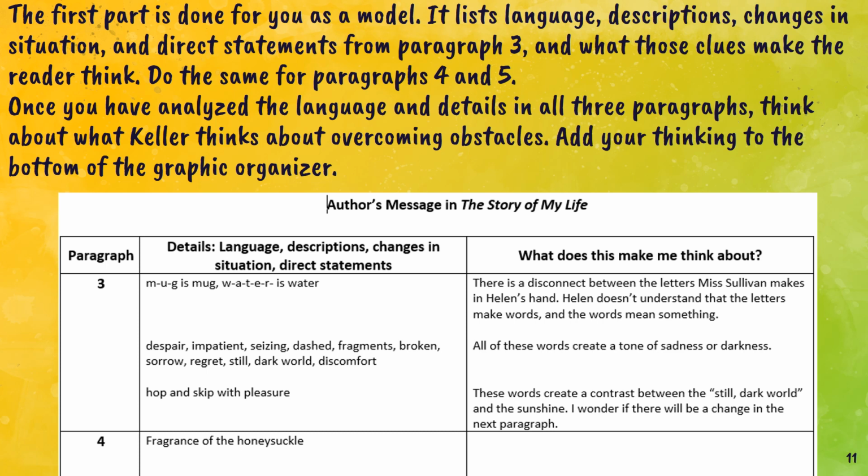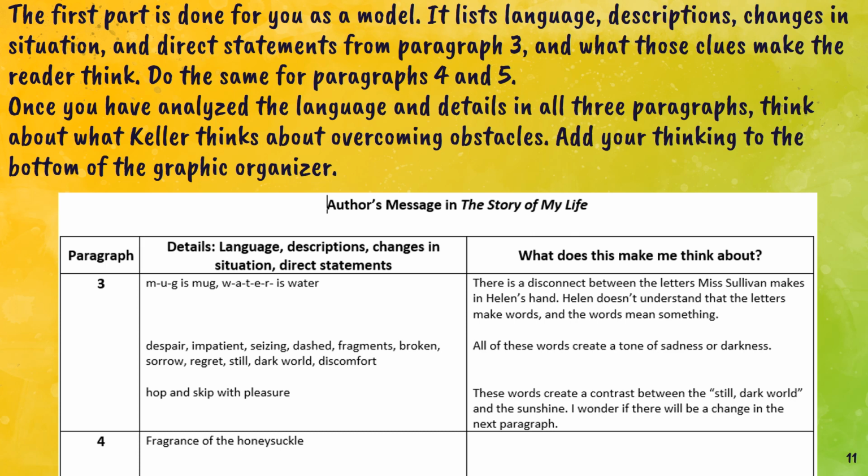In one part, it said MUG is mug and WATER is water. We notice that there's a disconnect here between the letters that Miss Sullivan makes in Helen's hand. At this point in the story, Helen doesn't understand that the letters make words and the words mean something. It doesn't happen until later in the text that she figures that out.